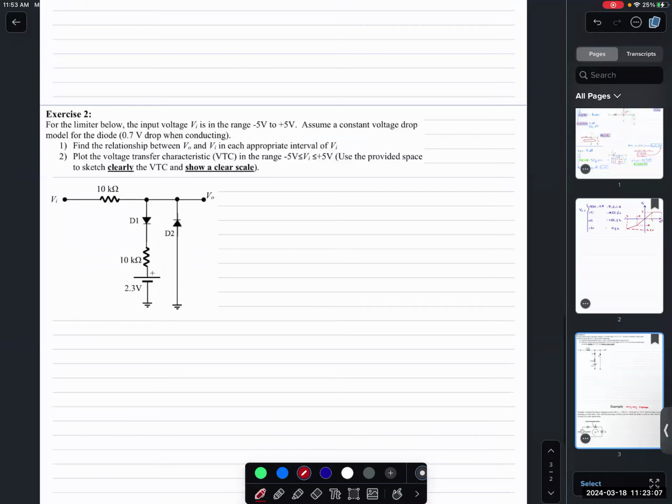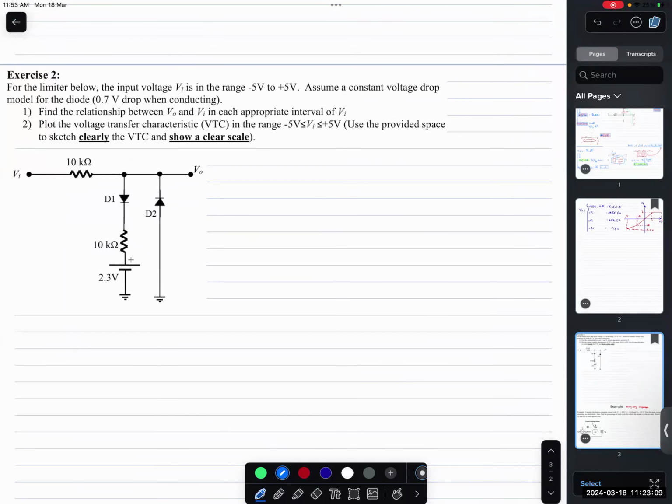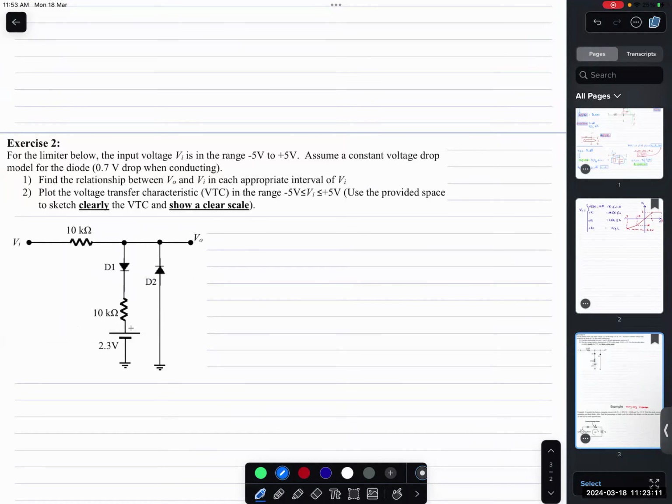These questions I think are easier. Okay, so here, same thing. So he says find the relationship between input and output. Okay, and assume input is in this range.